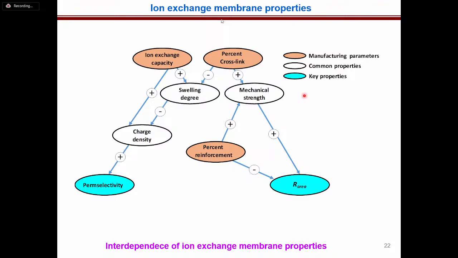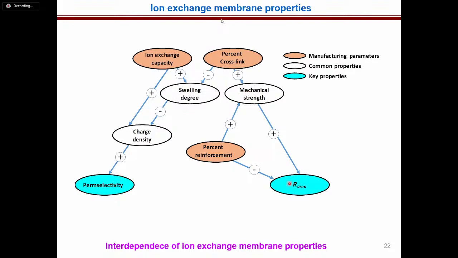For example, the ion exchange capacity, whether it is low or high, has a positive relation with the charge density. And the charge density has a direct correlation with the perm selectivity. So if you increase charge density, the perm selectivity increases. If you reduce charge density, the perm selectivity reduces.